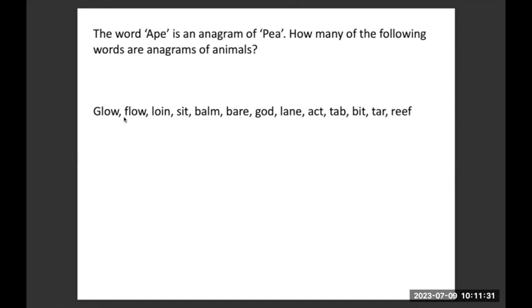Wrong answer. Kushi, wrong answer. You have to write the number here. Sorry, you have to write the number of words. Go word by word by word. Don't simply look at it at once. Take one word, say glow. Can I convert it to some animal? Probably not. Go to the next one. Flow. Can I convert it to an animal word? Yes. A wolf. Likewise.